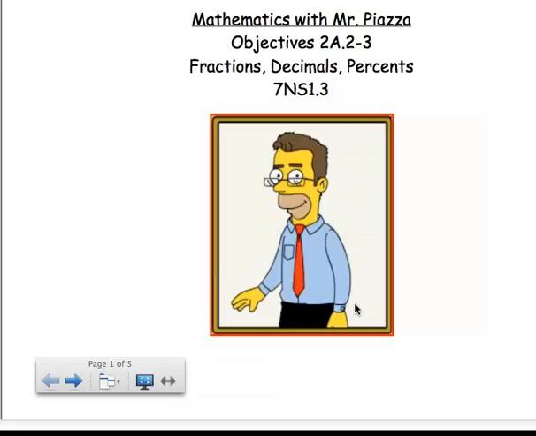We're looking at objectives 2.233, fractions, decimals, and percents, which is all of standard 7 NS 1.3, another key standard for the CST.